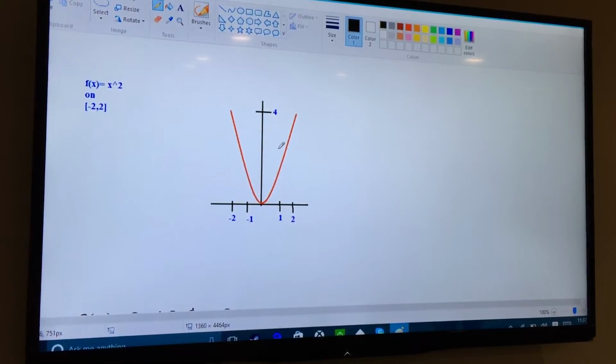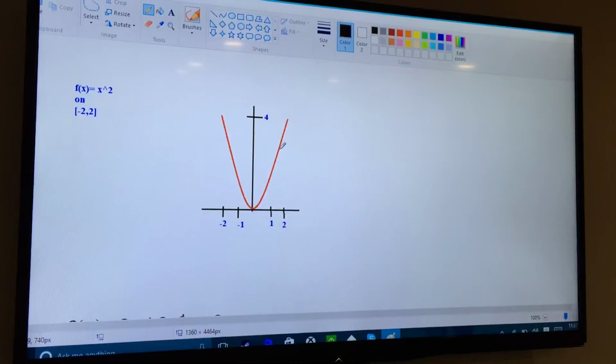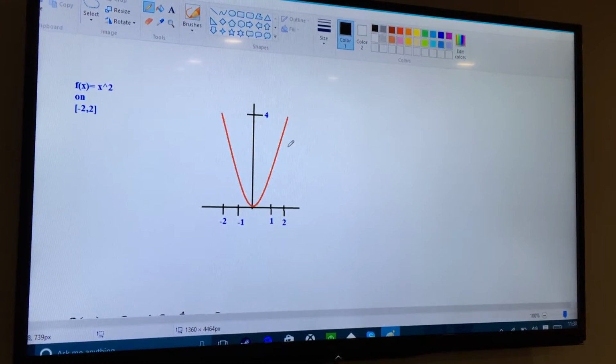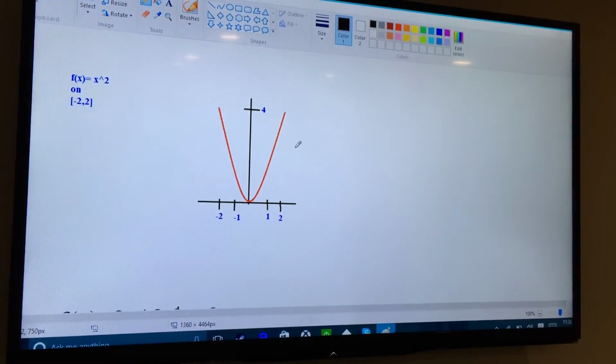Local maximum or minimum values and points are the same as the absolute, besides it being the maximum or minimum in a certain interval on the graph or interval of the function f. These local extrema may also be referred to as relative extrema.